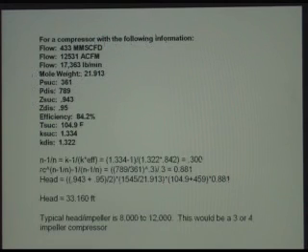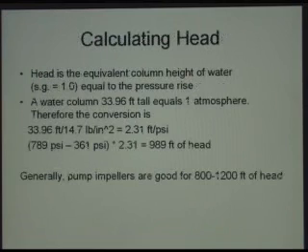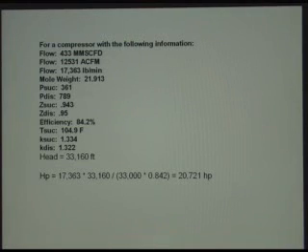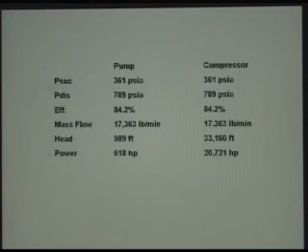But you remember last class we were going to compress gas from 361 to 789 at 17,363 pounds per minute. We need a 33,000 foot head to do that. And here we only need 989. And for us to do the horsepower, it took 20,000 horsepower to make that mass flow go.